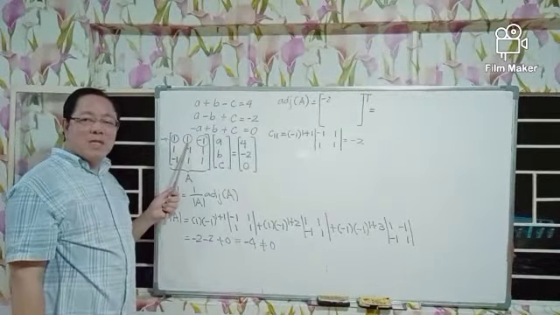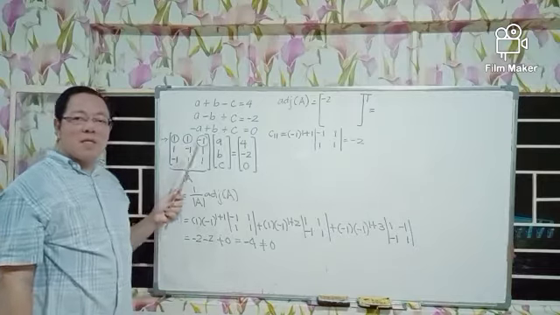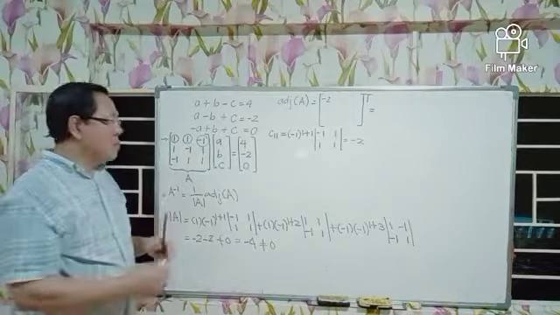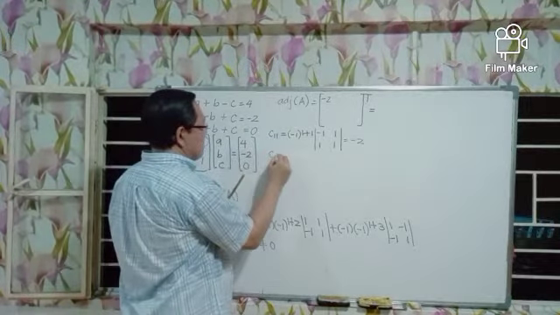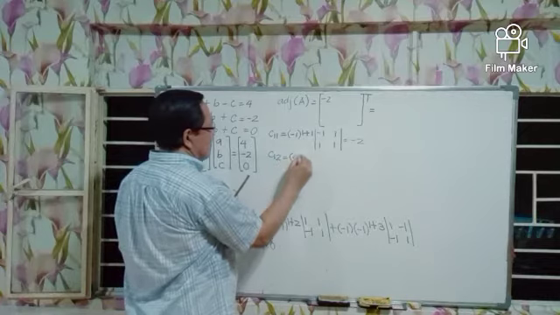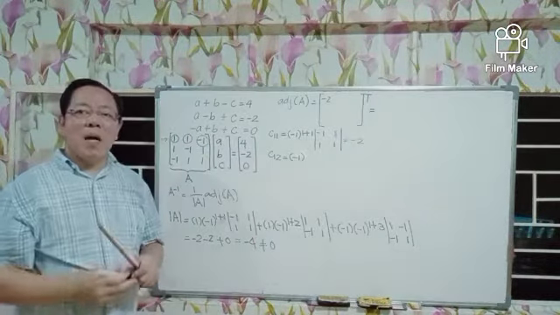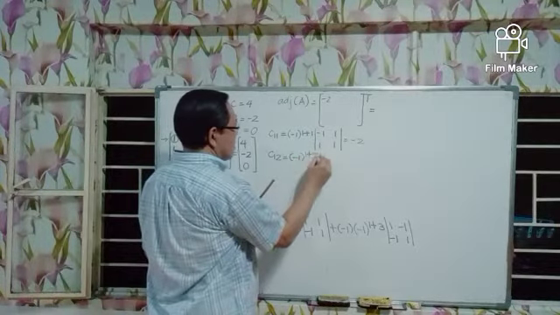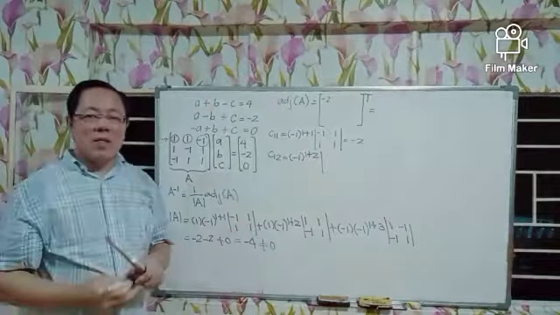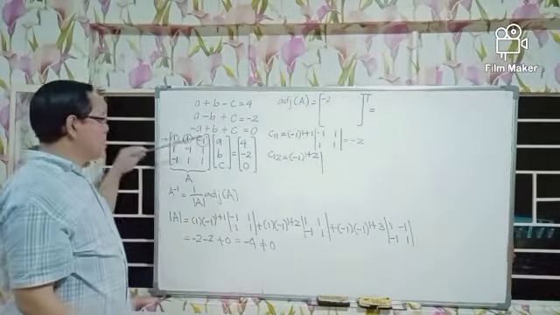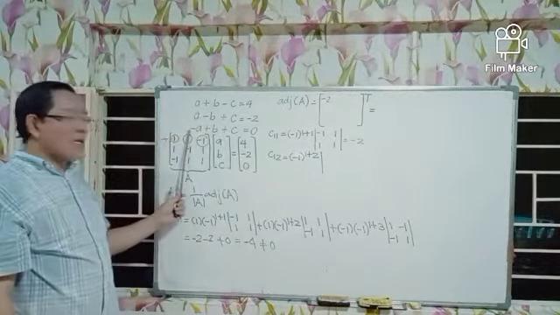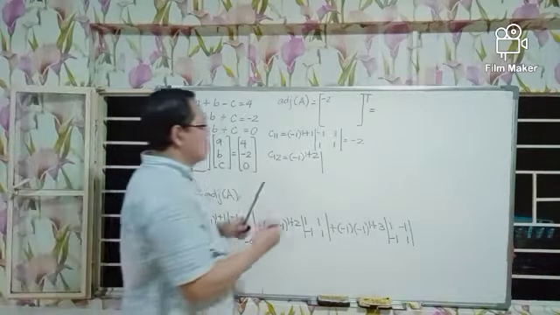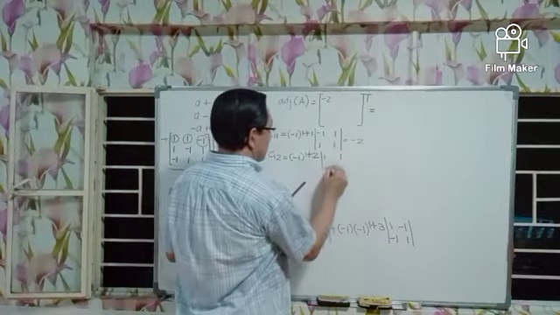Next, cofactor of this entry 1 denoted by C sub 1, 2, because this entry belongs to row 1 and second column, is given by minus 1 raised to 1 plus 2, multiplied by a determinant that remains after deleting the first row and the second column. You get 1, 1, negative 1, 1.